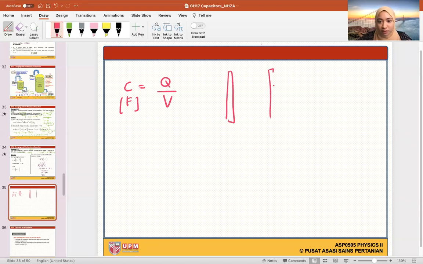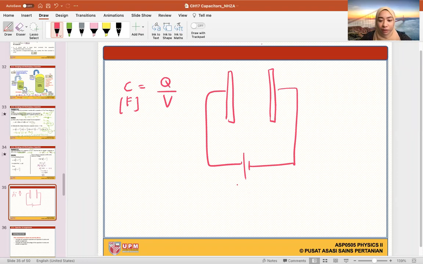We have two plates. That's a capacitor. It has to have two metal plates that are connected to a battery or connected to a resistor or a bulb. It depends on whether it is charging or discharging. If it is charging, it will be connected to a battery. And if it is discharging, it is connected to a resistor or a bulb, anything that is able to conduct electricity.